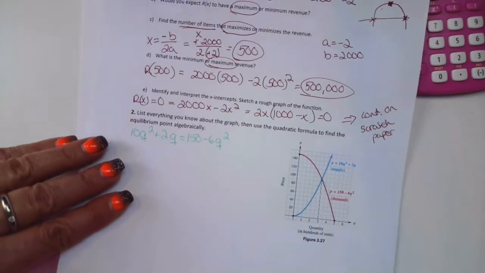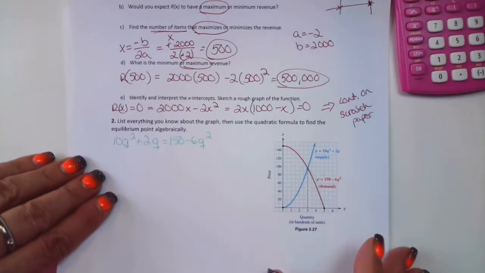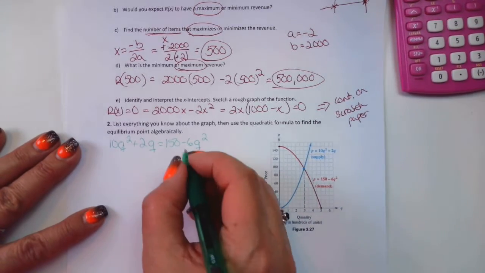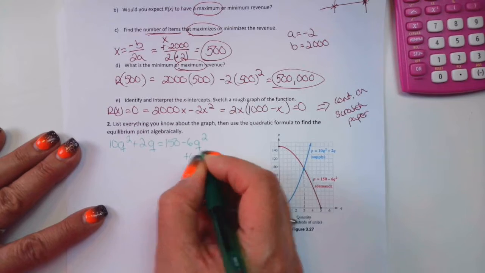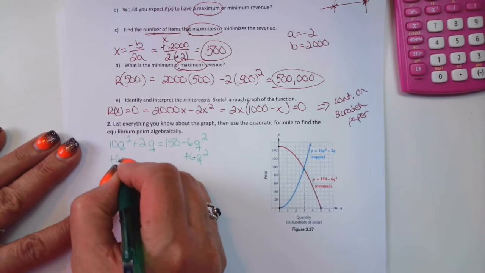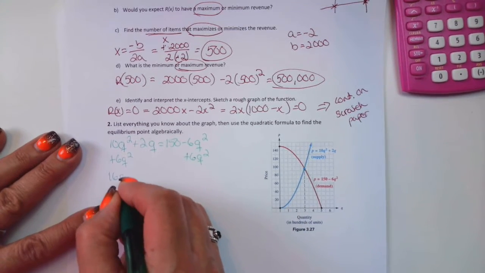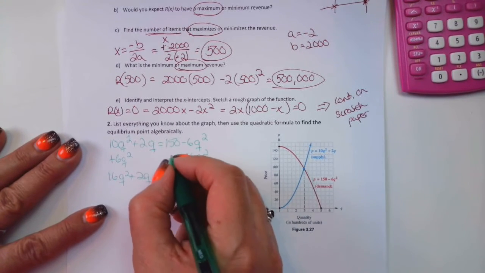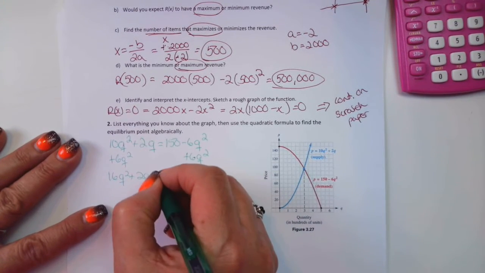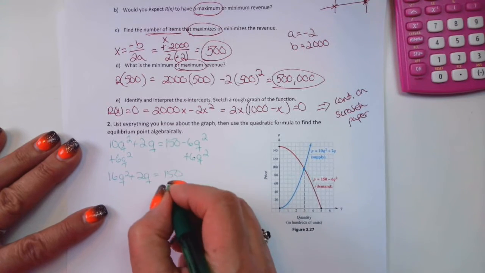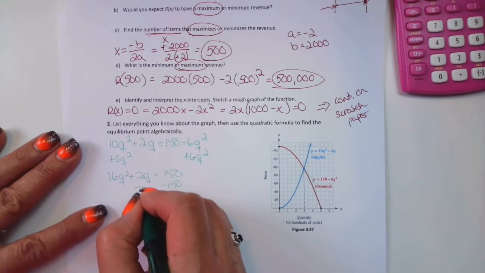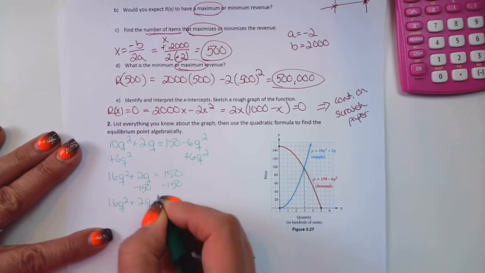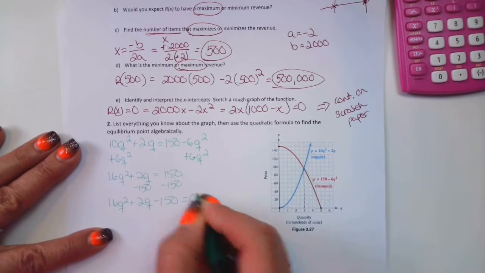the equilibrium point here. So we're going to move everything to the left, which means that we're adding that 6q squared. So we get 16q squared plus 2q. And then we subtract that 150 from both sides. So we get 16q squared plus 2q minus 150, and that equals 0.